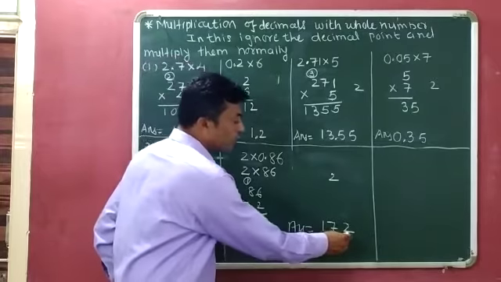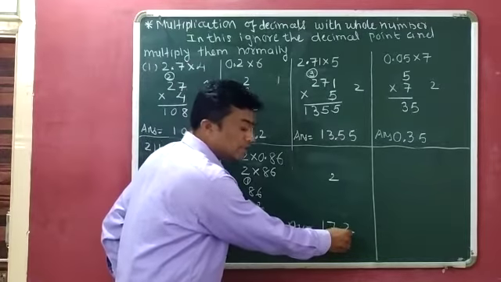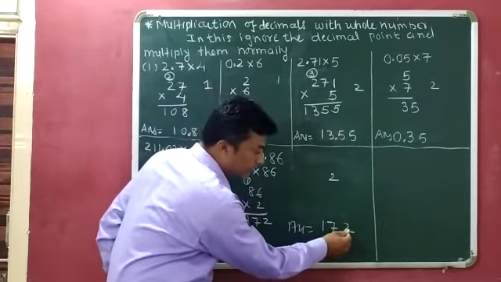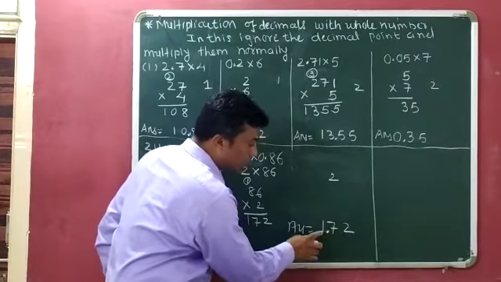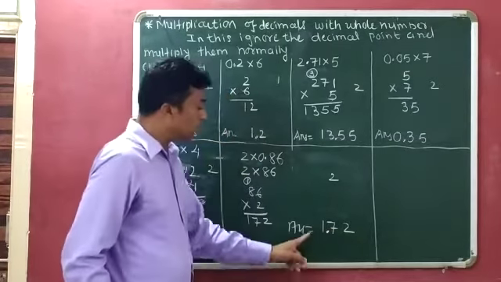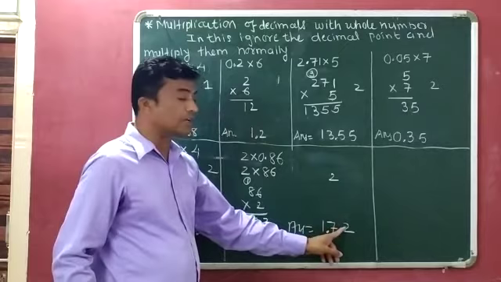Now see children, now I will count 2 digits from right hand side in the answer. So see 1 and 2. So the decimal point will come before the 1. So the final answer is 1.72.